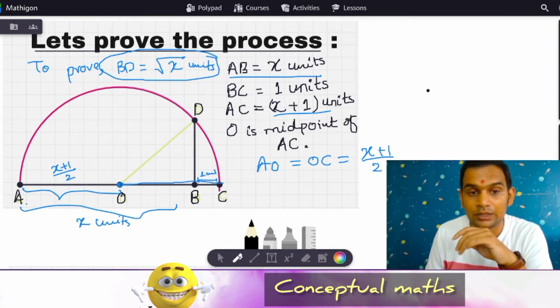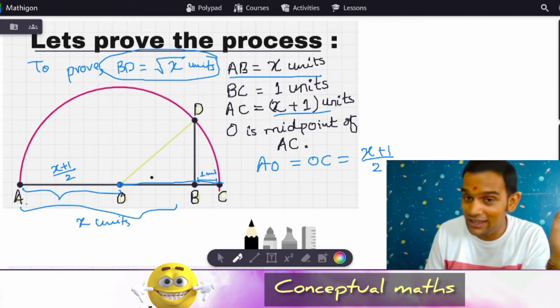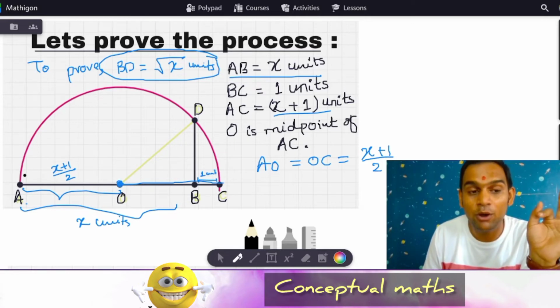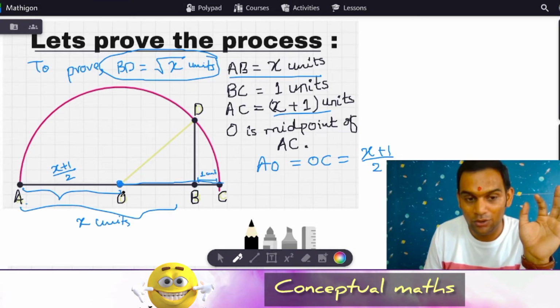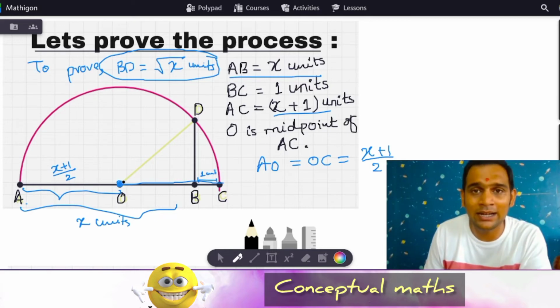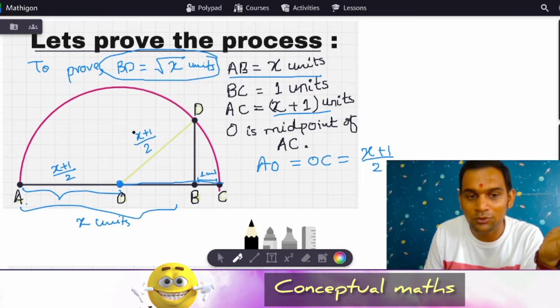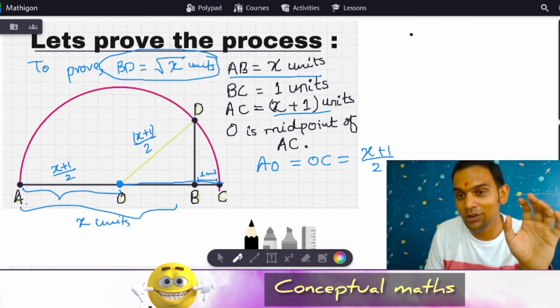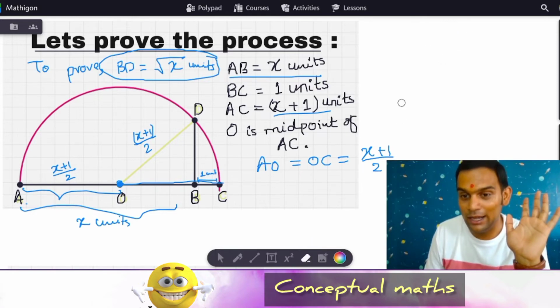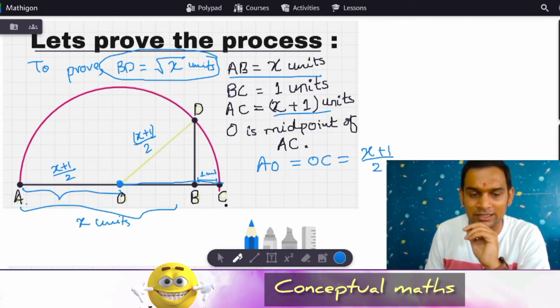Now, what will be the value of OD? As you can see, since we drew this semicircle, this pink color semicircle, with O as the center and OC as the radius, OD is also the radius, right? Because it is connecting the circumference of the semicircle and the center. So that makes OD also (x plus 1) by 2. Now do not write it as x. Do not write it this way. They both are completely different things. So please don't get confused. I hope till that part it is clear.